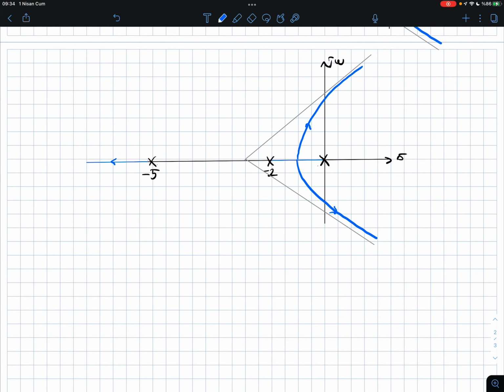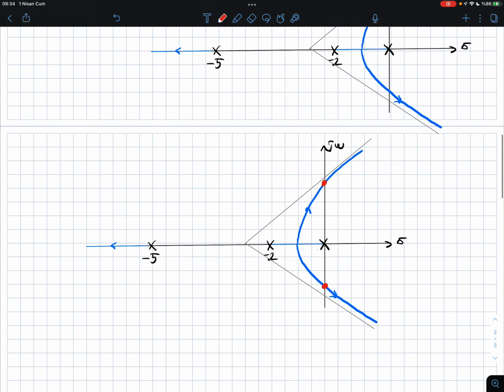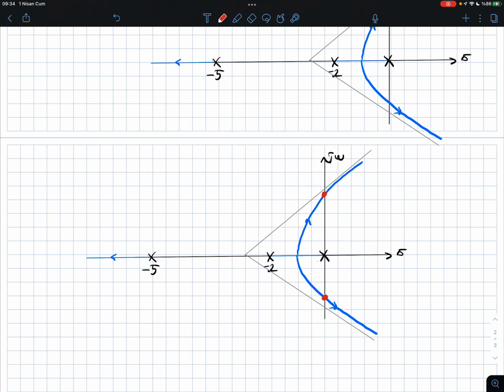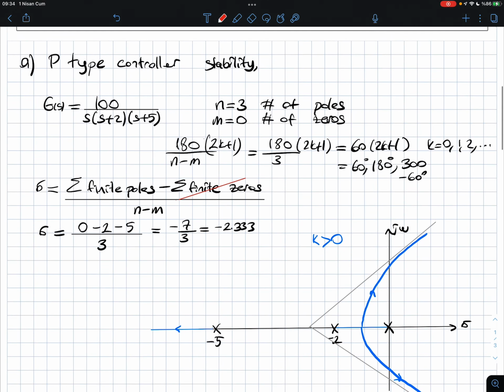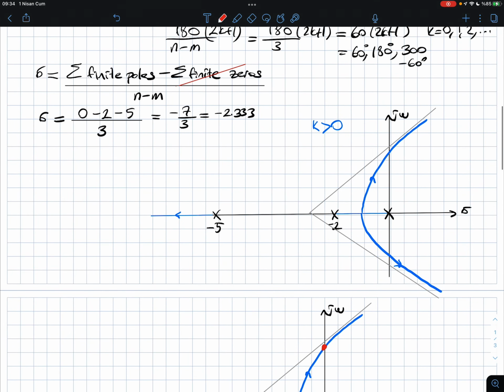For the stability, we are looking actually for this exact point here, and also this one here. Now, since we know already that for K equals 0, we have a marginally stable system, and if you look at the transfer function itself, it is already marginally stable. If you don't apply any P-type control, this is already marginally stable. Therefore, if you have negative K values, it will be unstable, and it can be seen from the root locus.